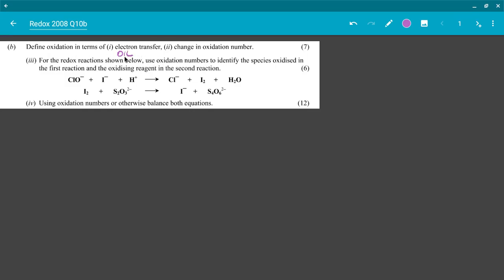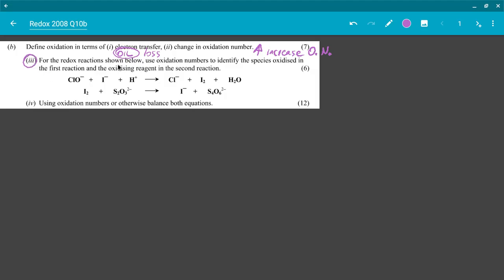Think of the mnemonic OIL RIG: OIL for oxidation, RIG for reduction. OIL is loss of electrons. So oxidation is loss of electrons. That's what the OIL stands for. Electrons are negative particles, so losing them means an increase in the oxidation number.